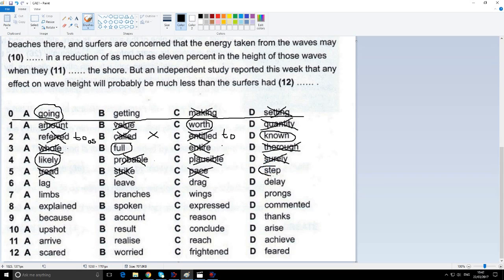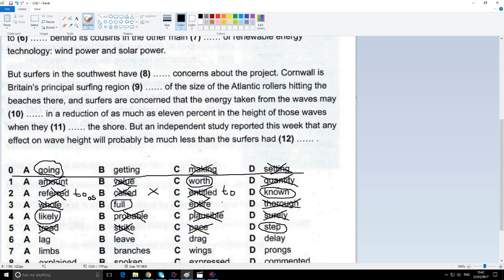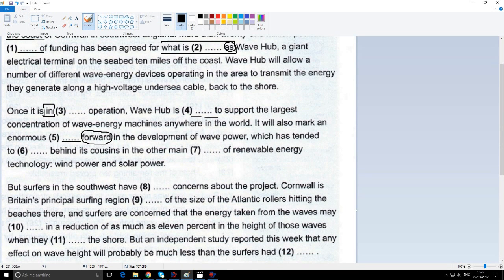But we do take a step forward, and I hope you've heard the expression step forward as in the verb, but you can also take a step forward. So yeah, a step is very common with forward, a step forward. This is the word we need here.